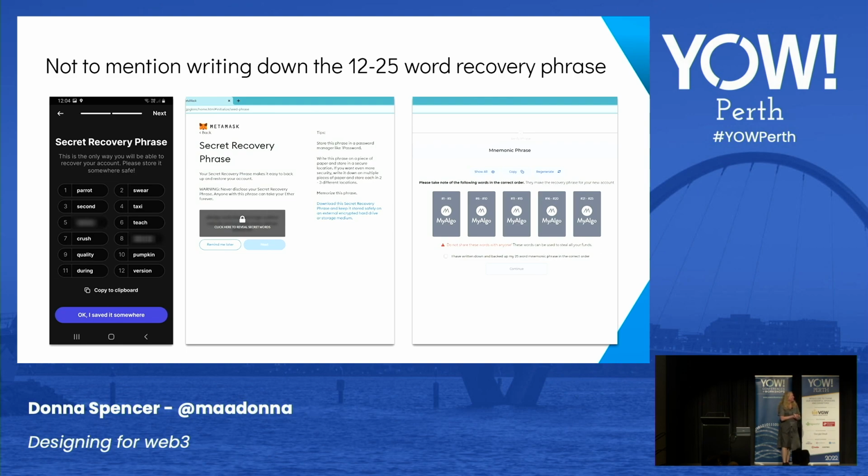And when you go researching to find out what you should do with this, the advice on hot wallets and cold wallets and things is also really confusing.